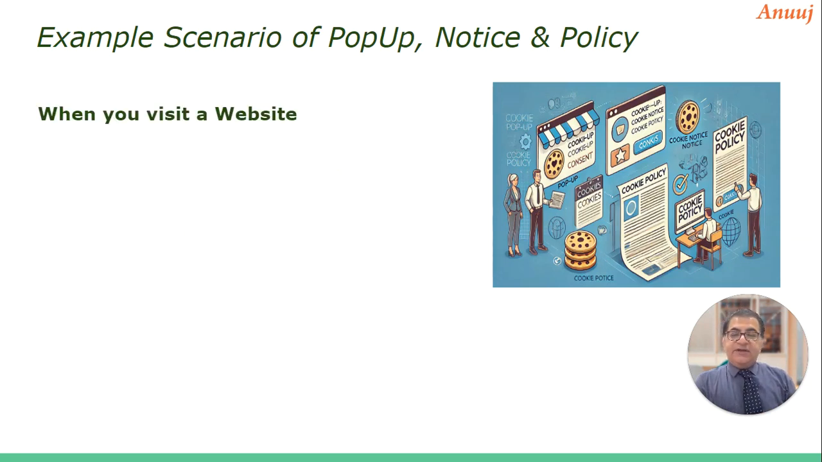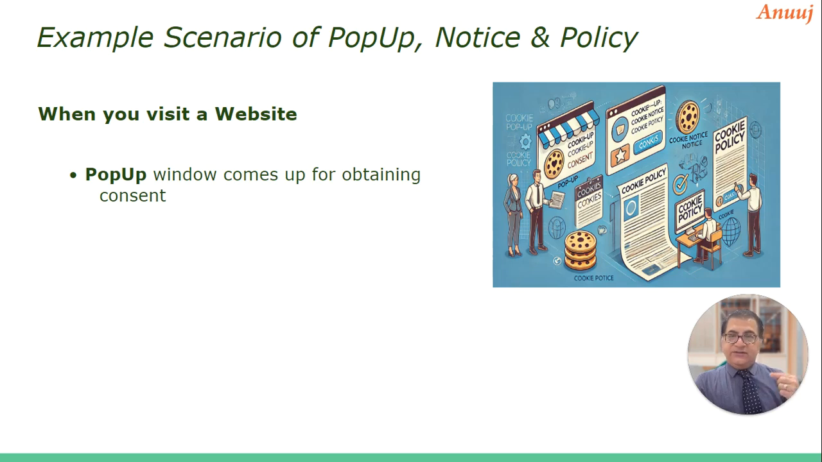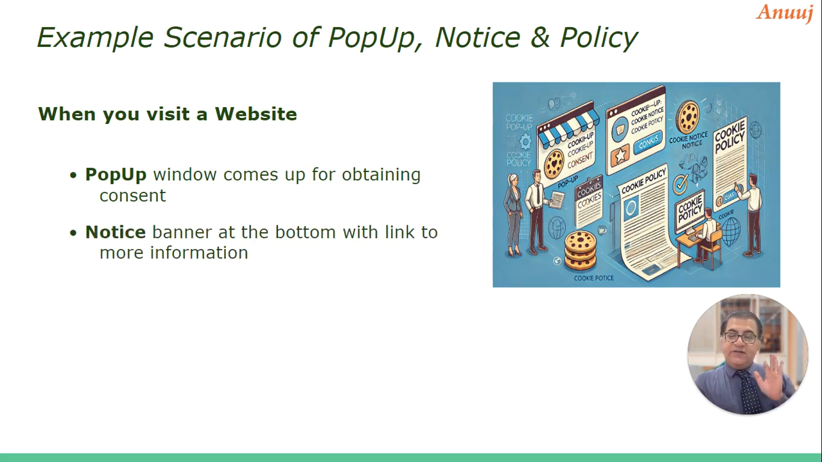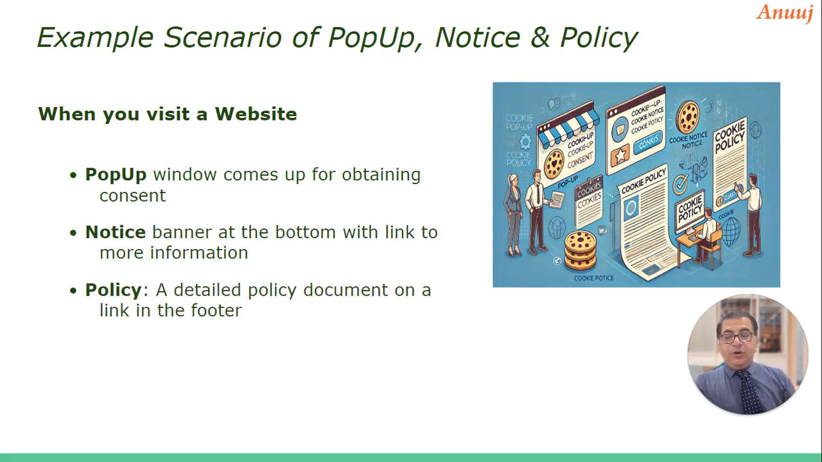What are the example scenarios? As I mentioned, a pop-up that would come up and ask you for consent, a notice that will come up as a banner and inform you about the consent, and a policy, which is a complete, detailed document that as per the GDPR guidelines should be available in the footer of each and every page of your website, so that the user is aware, can click, read the policy and be sure about his personal information being used on your website.